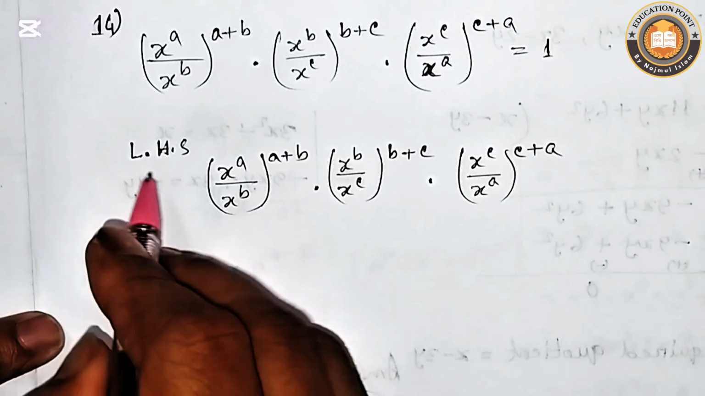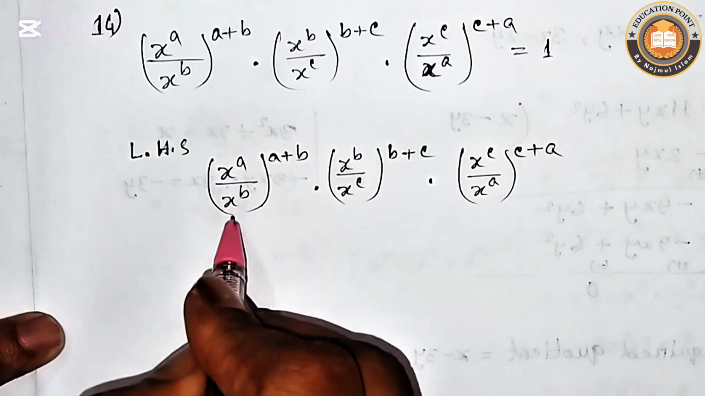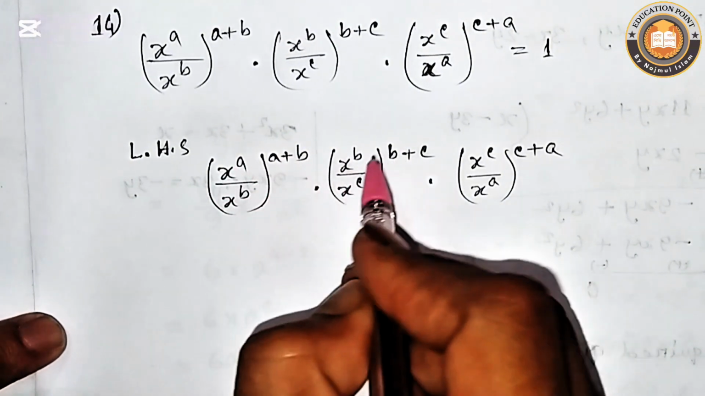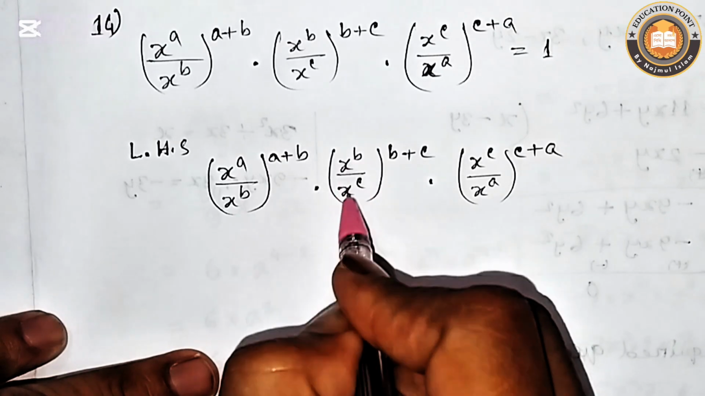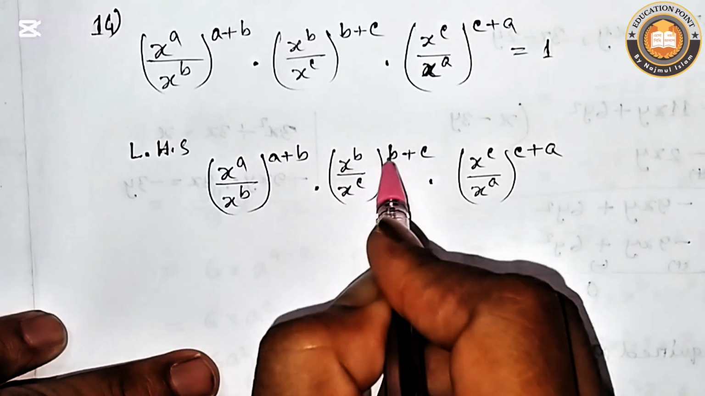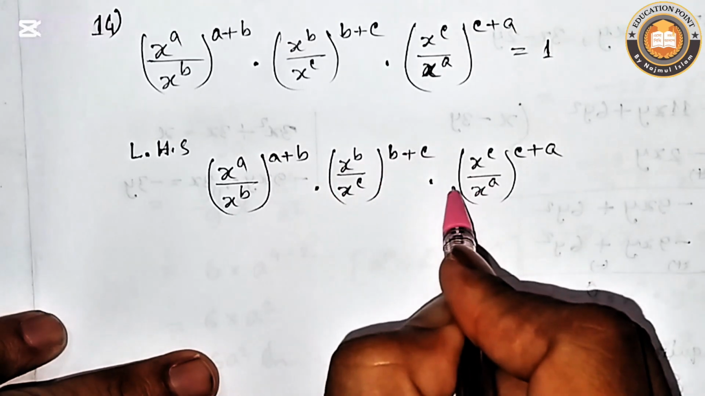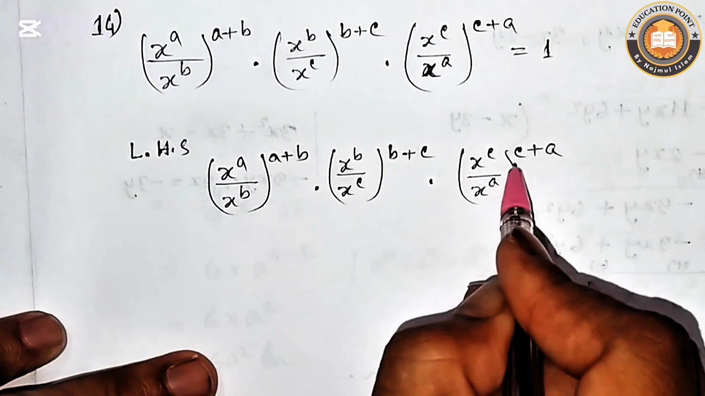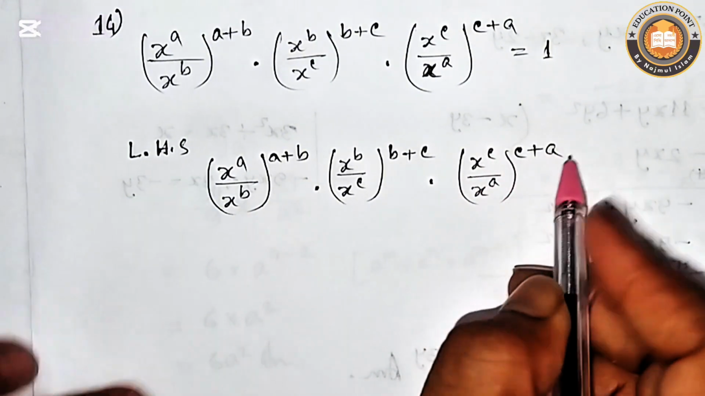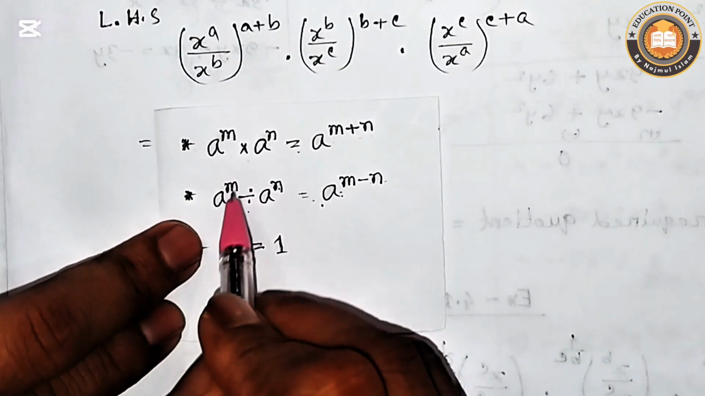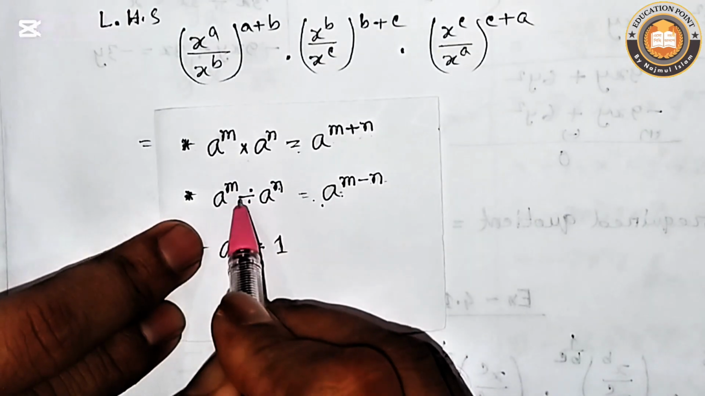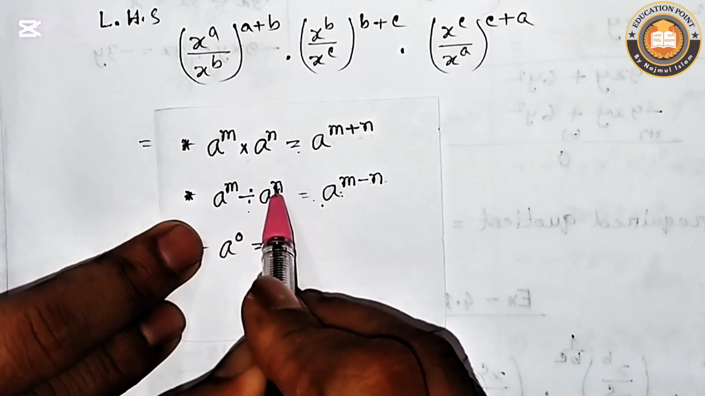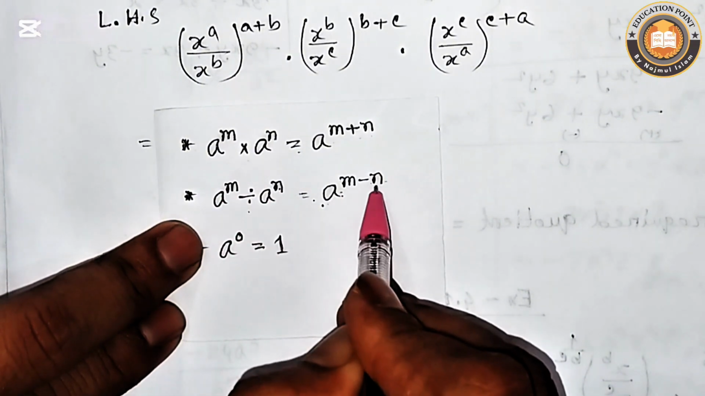Question number 14. (x^a divided by x^b) whole power a plus b, into (x^b by x^c) whole power b plus c, into (x^c divided by x^a) whole power c plus a. At first we will apply the index law of division, that means a^m divided by a^n equals a^(m−n).